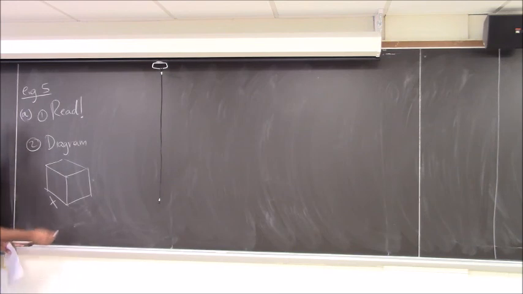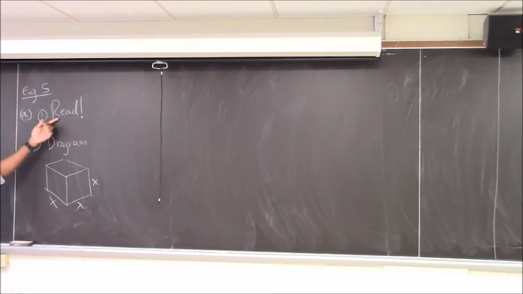We know it's a cube, which means that all the sides have to be the same length. And so that's how we label it. So it's important that you read, right? Reading would have told you that it's a cube, so once you label one side, you automatically know the length of all the other sides.